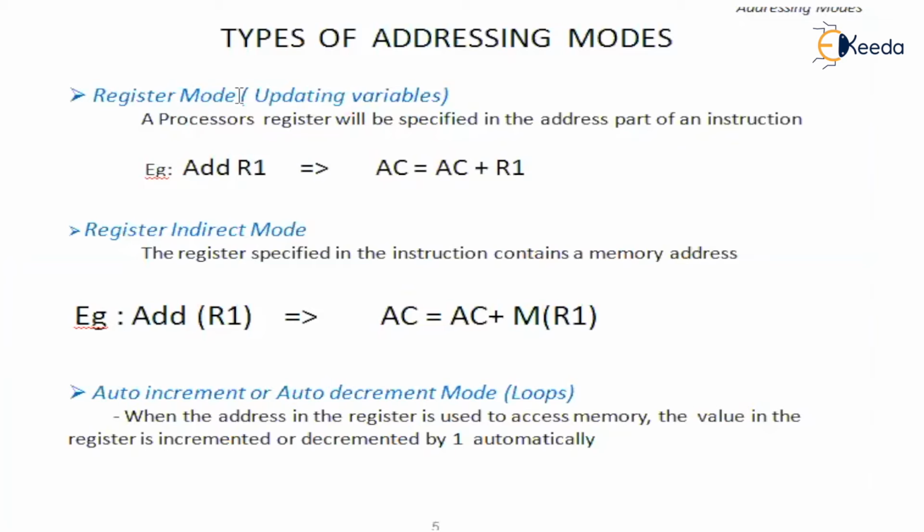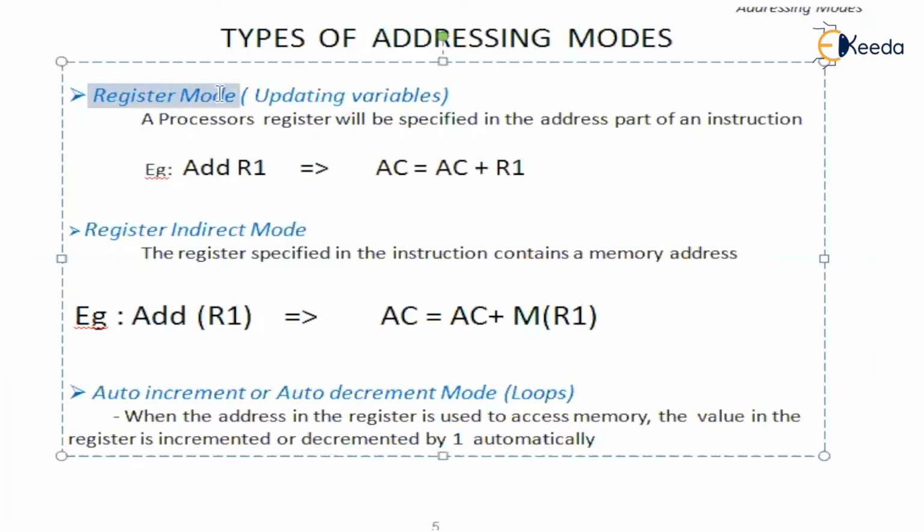So updating variables: the program has variables that need to be updated, so this must be supported with a register addressing mode. Then the register indirect mode, auto increment mode and auto decrement mode are for loops.